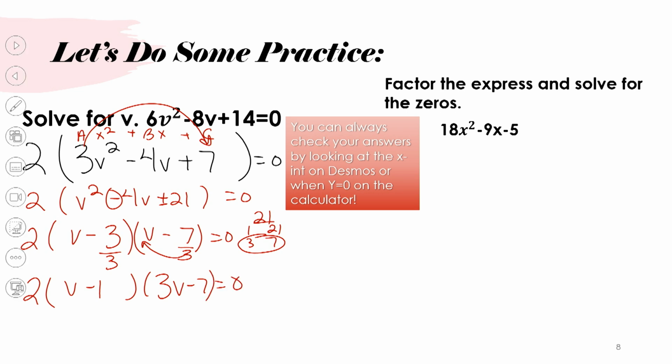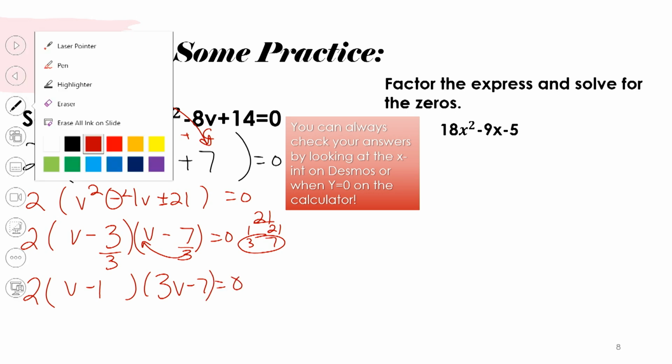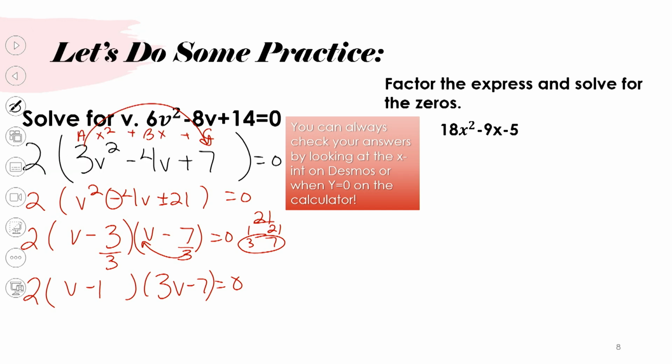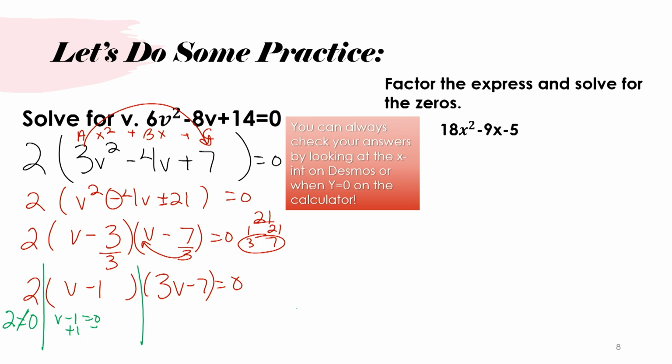Want to get those variables by themselves. Now, let's see what we got. I have 3 different factors of this. I have here, here, and there. 2 cannot equal 0, so I know 2 is not a solution. v minus 1 equals 0. Using opposite operation, v equals 1.